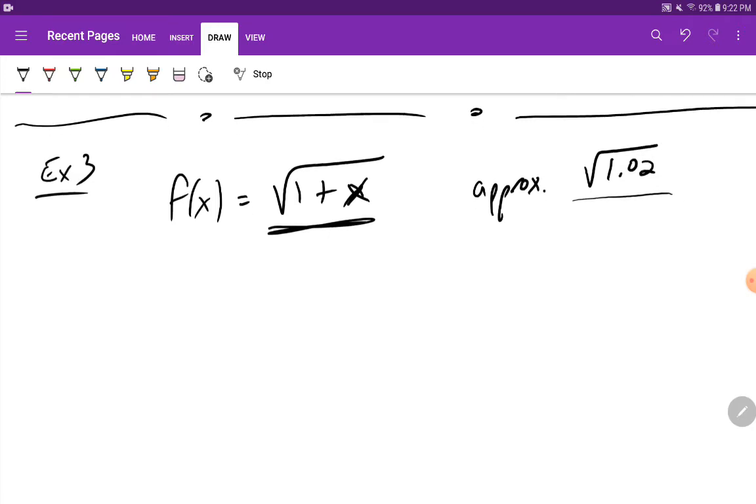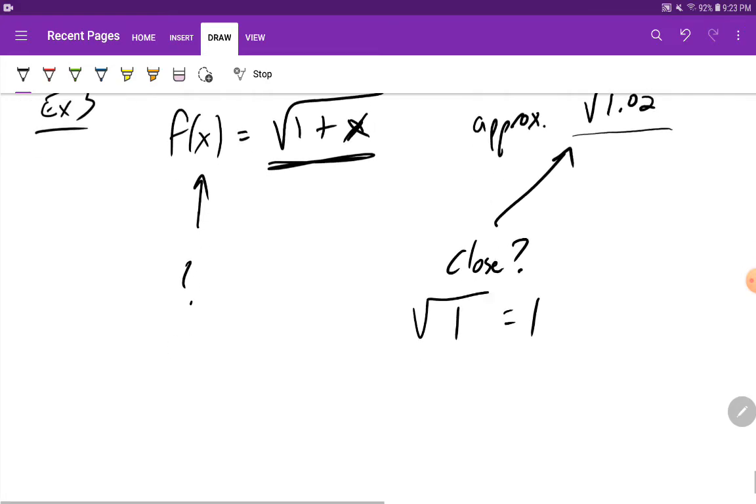Now, we don't know what root 1.02 is, but do we know something that's close to this? And the answer is yes, we know root 1. We know that root 1 is 1. So what does my input have to be for the value to be root 1? Well, then my input would just have to be 0, right? If I do f of 0, well, we know that root 1 is 1. So there we go. Boom, we got our point.